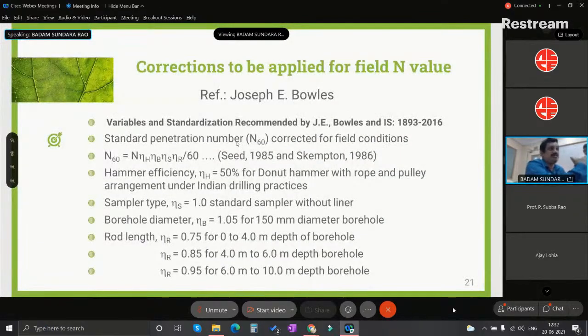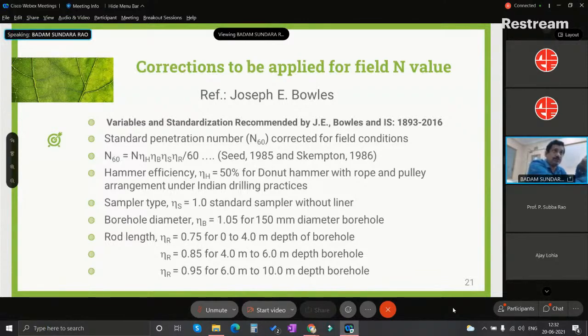Generally, there are two corrections suggested in the code, that is IS 2131. One is the overburden correction. The second is the dilatancy correction. The overburden correction is required for all types of soils, whereas the dilatancy correction is required only in the case of fine sands or silty sands below the water table, where there is a chance of development of negative pore pressure.